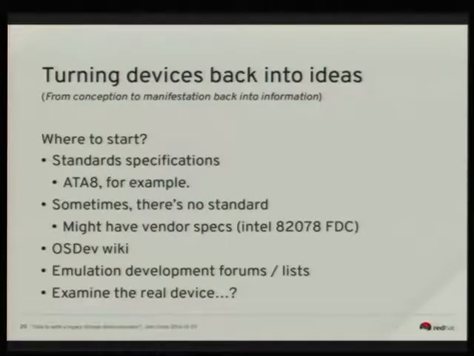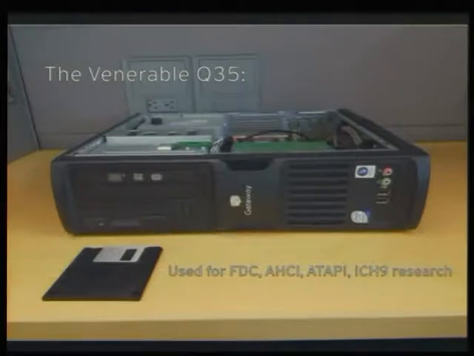And maybe the best way to figure out how to turn a device into an emulator is to examine the real device. So this is my cube at work. This is a physical Q35 machine. It's the latest PC chipset we've added to QEMU, and I use this to investigate the real behavior of the CD-ROM, the floppy, and the Southbridge chipset to make sure that our emulation is on point. It's not fun to use this, but there it is.